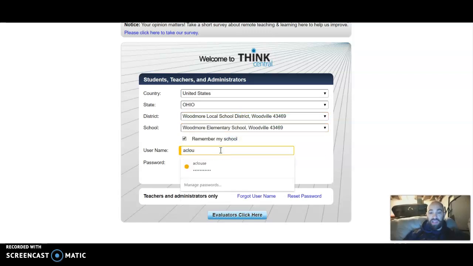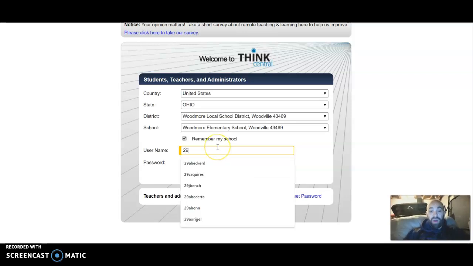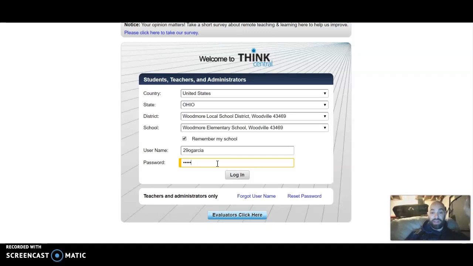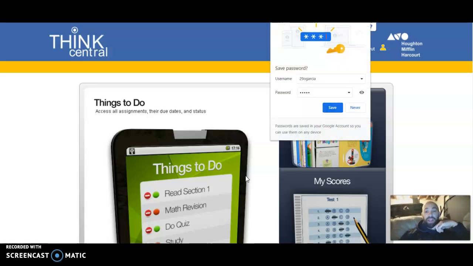And I'm going to sign in as Oscar because I know he's not going to take the test with us. Your username is 29, then your first initial, so O for Oscar, then his last name, Garcia, is the rest. His password, and your password is the same, is going to be 29, your first initial, so O for Oscar, G for Garcia, and then you have to remember, ThinkCentral is a period. Once you do that, click Login. It takes you to your dashboard.